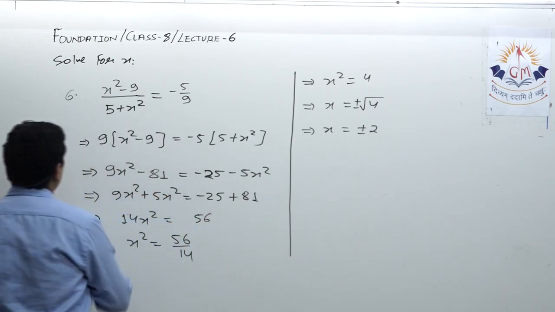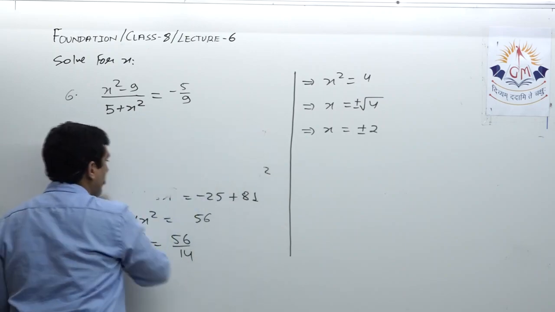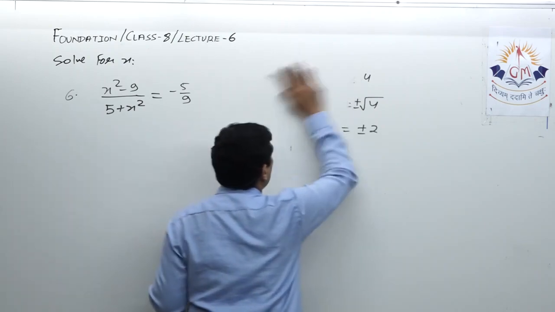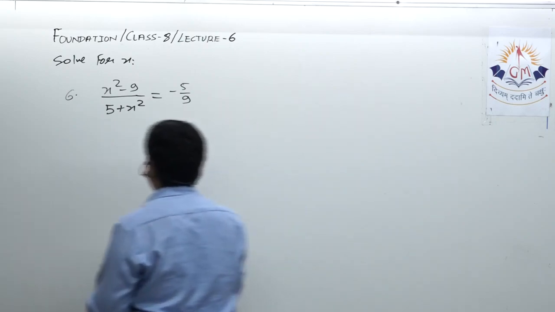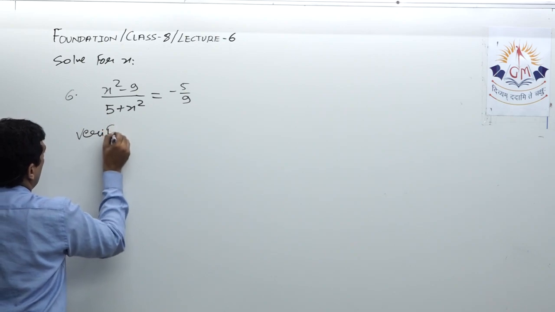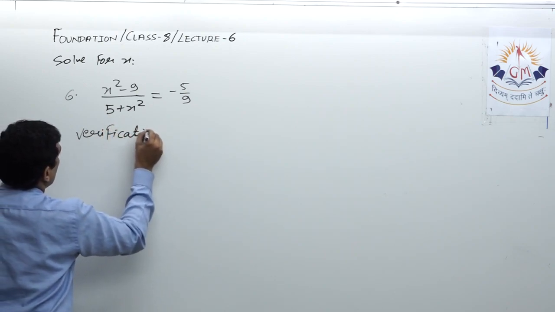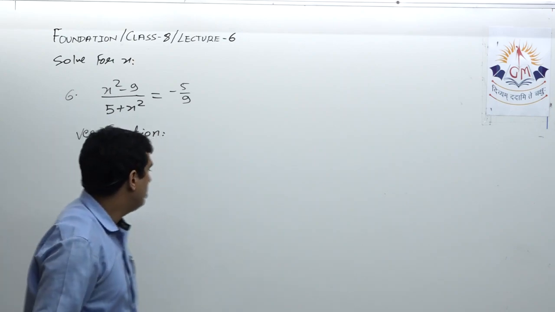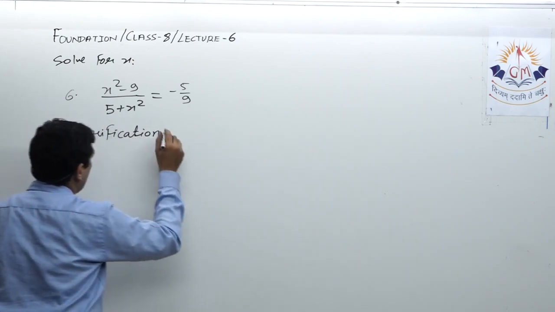Okay, now let us verify this. For verification, we'll keep the value of x on the left hand side. We'll put plus 2 as well as we put minus 2. Although it is not required, but as there are two values, just for checking purpose we are verifying this.